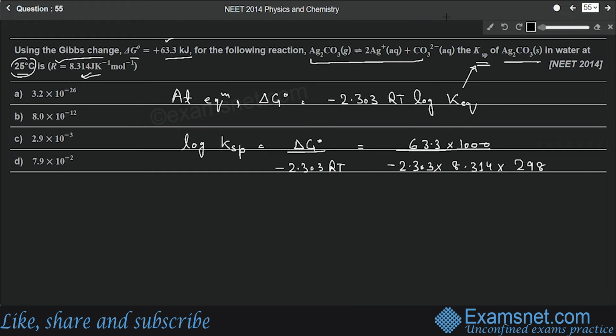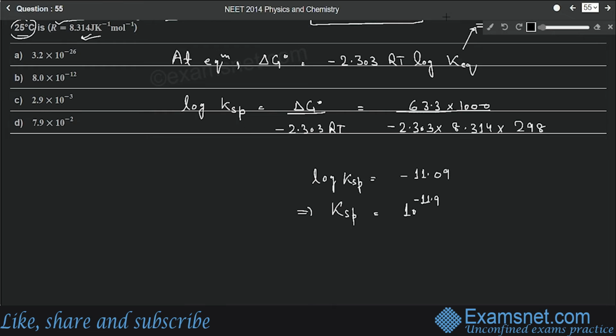Okay, and on solving this you will get minus 11.09. Okay, so this is the value of log Ksp. So Ksp will be equal to anti-log of minus 11.09, that is 10 to the power minus 11.9. Okay, now if we have to solve it, we can simplify it. We can write it as 10 to the power minus 12 into 10 to the power plus 0.91. If you solve this you will get 10 to the power minus 11.9. So we have simplified this.